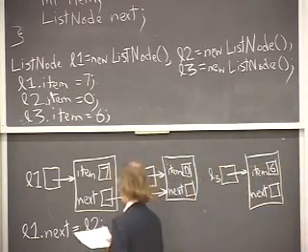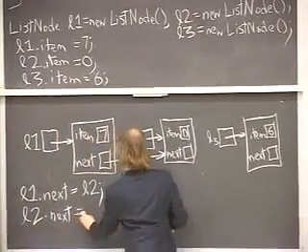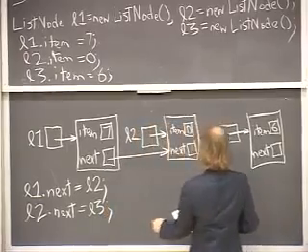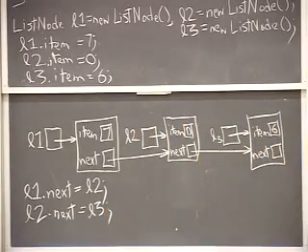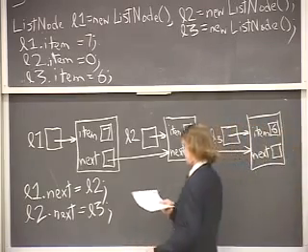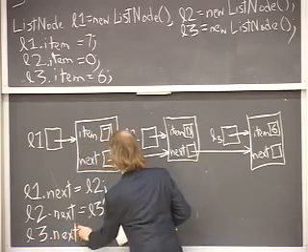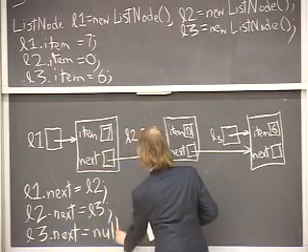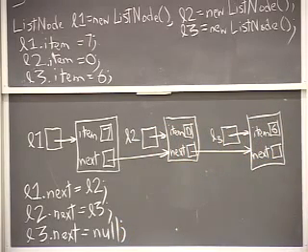And likewise, l2.next equals l3. So that writes a reference into that box. And what about the last node? Well, I want my list to end with 6. I have no more items after 6. So I need a reference that doesn't reference anything. And in Java, that is called null. Null is the reference that doesn't reference anything.